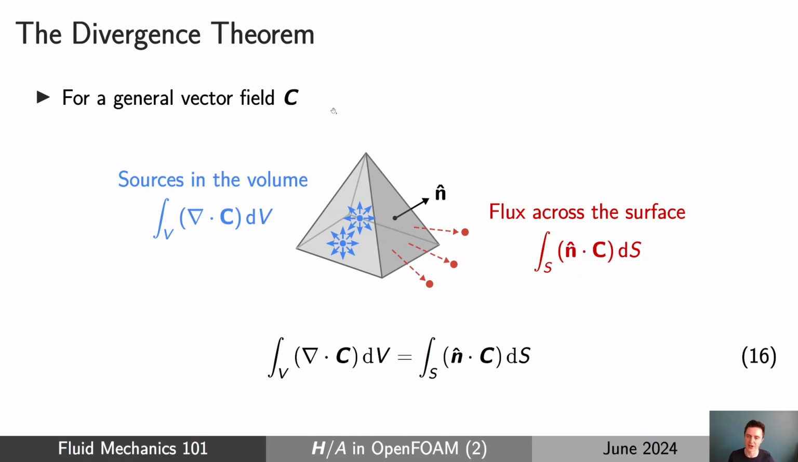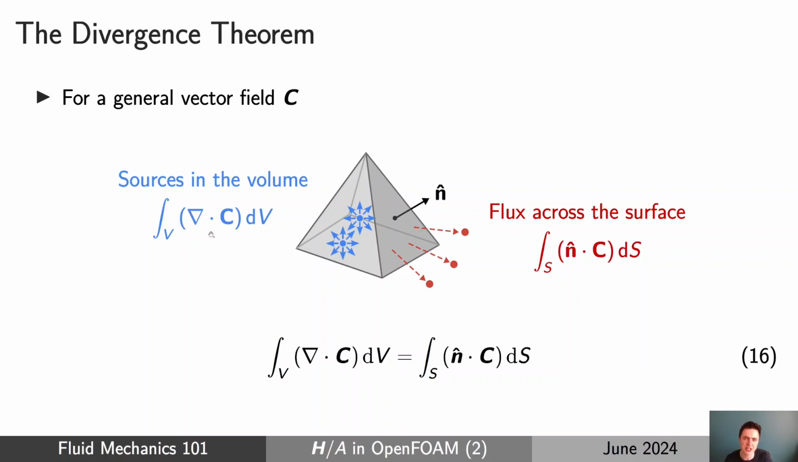And this vector field C could represent anything. It could represent velocity, pressure gradient, it could represent any vector quantity. And I want you to think about a volume or a cell within a mesh. It could take any shape. On this particular slide, I've got a pyramid-shaped cell, and we're going to be integrating the divergence of this vector field C over the volume of our cell. And the only real restriction we have on this is that the cell is an enclosed volume, that there aren't any holes or leaks within it.